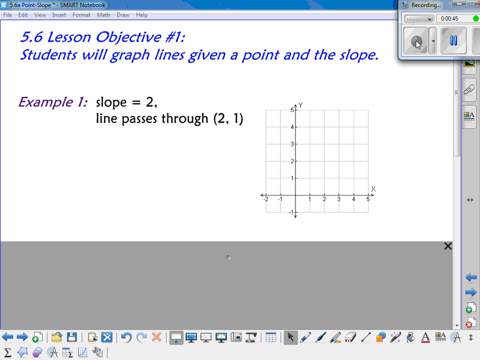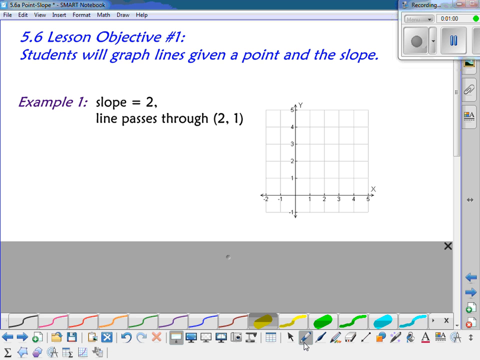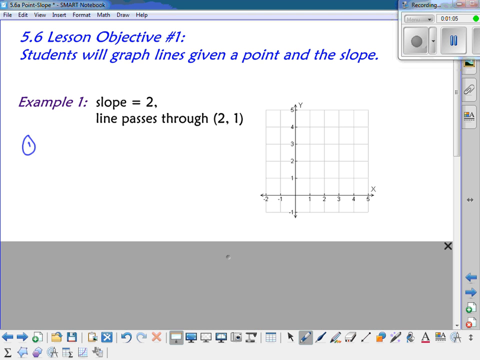Okay, so the first thing we're going to do today is graph lines if we're given a point and the slope. So this is almost identical to what we were doing with the y equals mx plus b. It's just now, instead of starting on the y-axis, we're starting on the point that they gave us. So step 1 is you're going to start at the given point. And step 2 is that you will then use the slope to find more points.